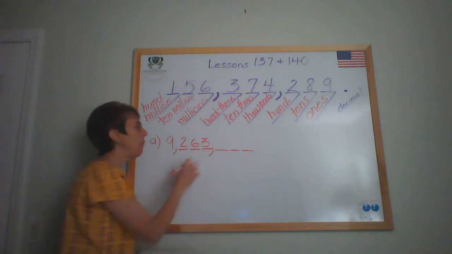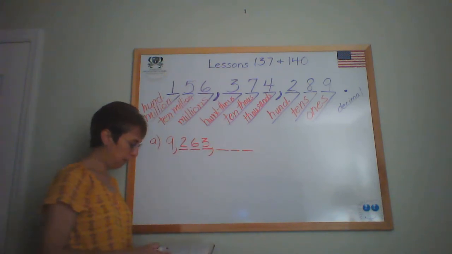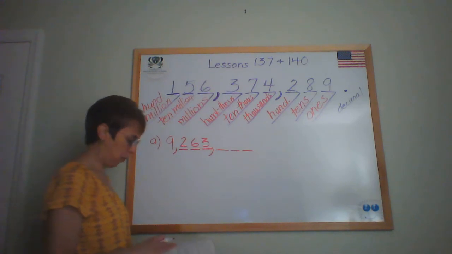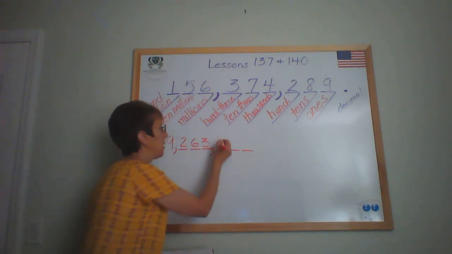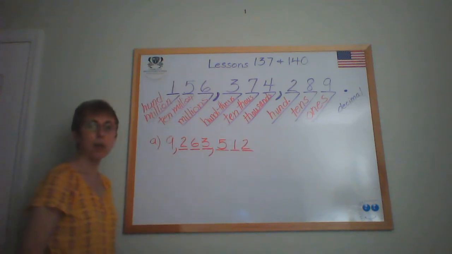263. I already have my comma for thousand, so there we go. Next three digits are filled in. And then 512. Three digits left. 512. Okay.